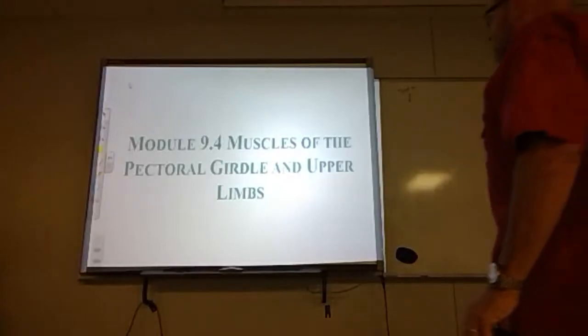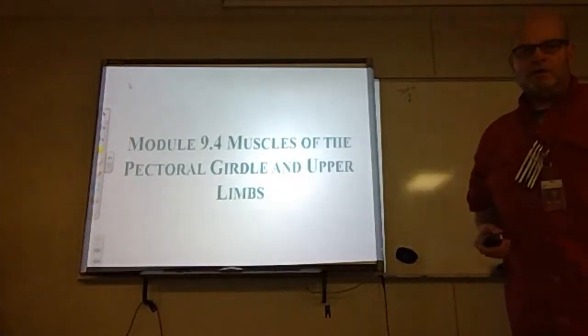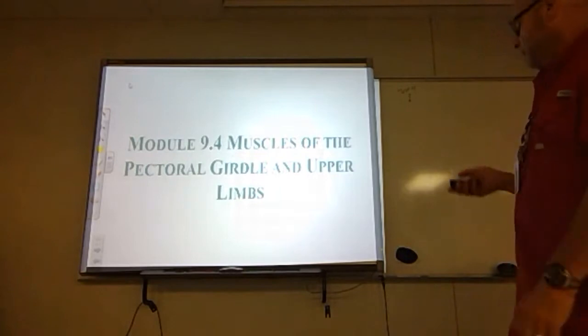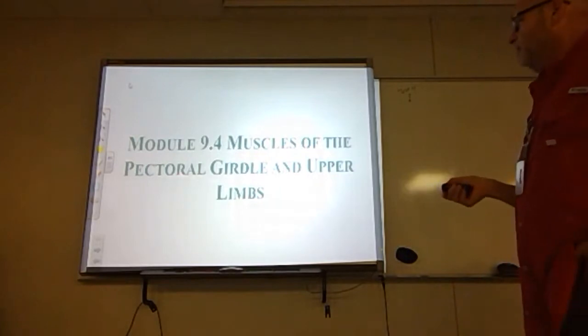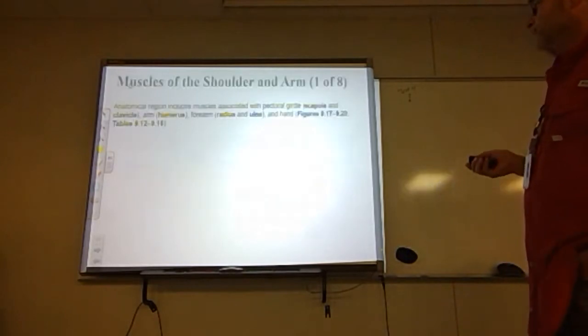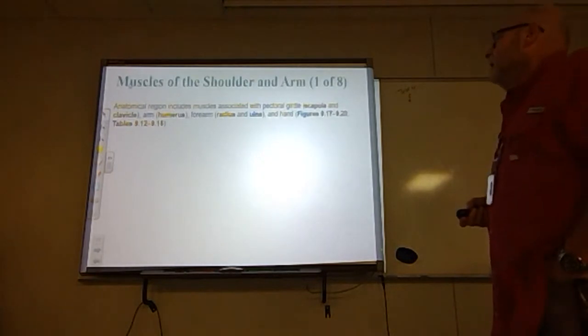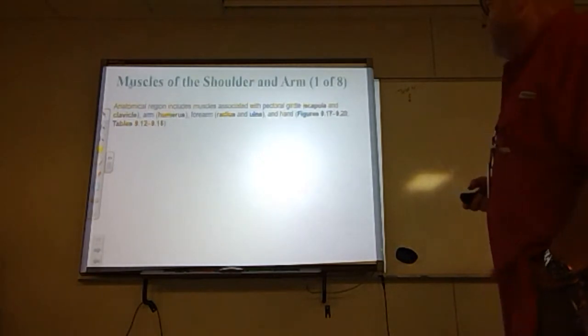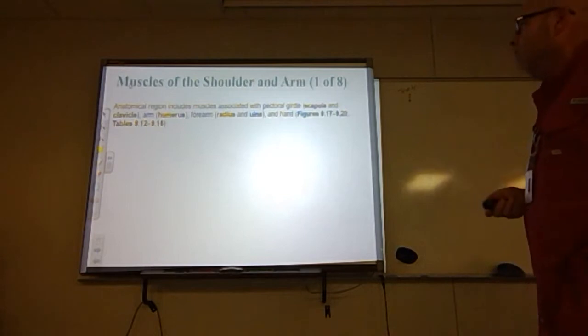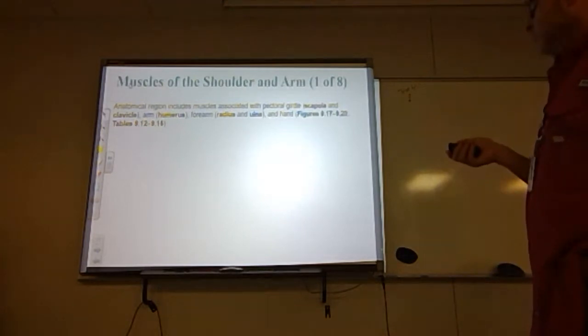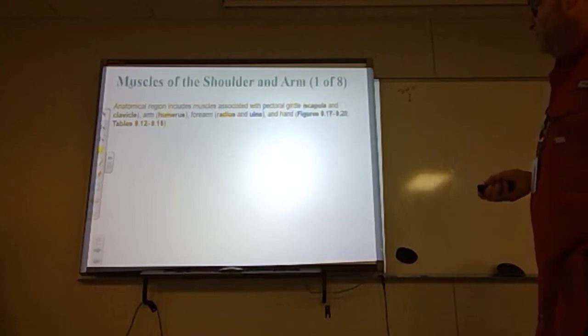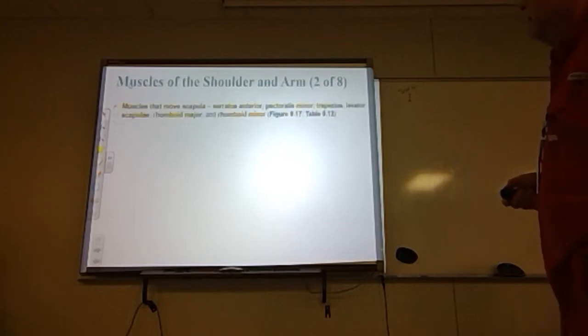All right, so muscles of the pectoral girdle and upper limbs. Again, as mentioned earlier, pectoral girdle refers to the shoulder. This anatomical region includes muscles associated with the pectoral girdle, the scapula and clavicle, the arm, which is the humerus bone, the forearm, the radius and ulna, and the hands, all of those associated bones.